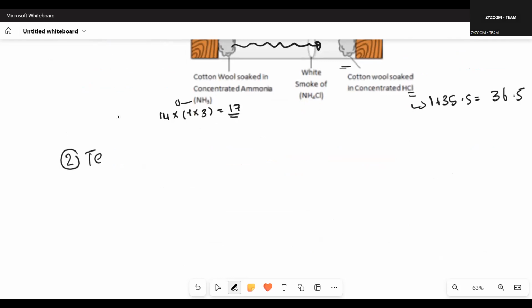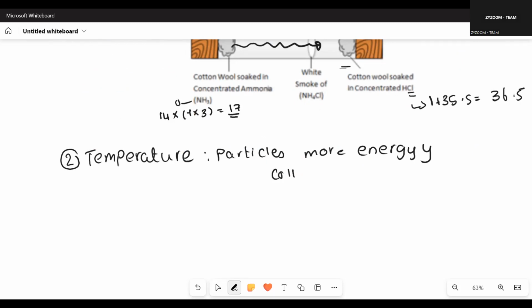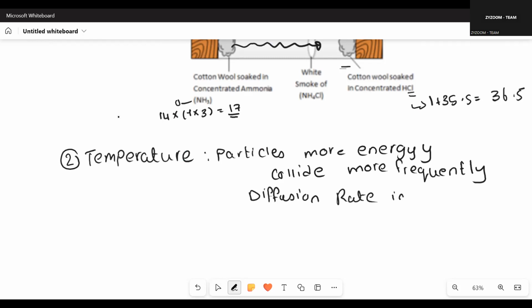The second, when the temperature increases, the particles would have more energy, and then when they have more energy, they will collide more frequently. And this is very important, the word more frequently. This means more collisions in a unit time, in a certain time. More number of collisions in a certain time, and when they collide more frequently, diffusion rate increases. Do you understand?